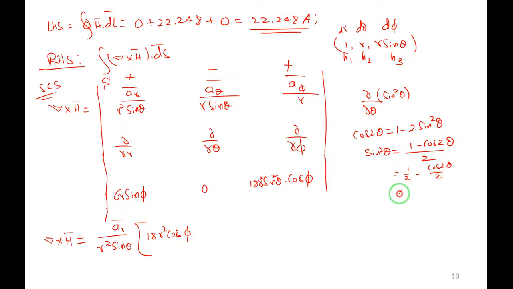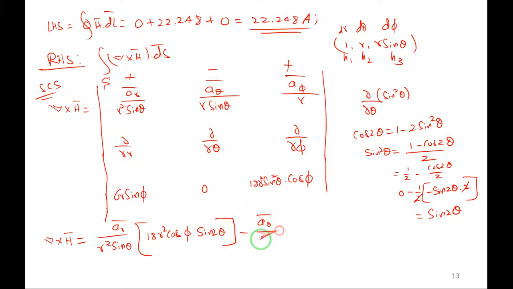With respect to theta, this will be 0. Then minus 1 by 2, differentiation of cos theta is minus sine 2 theta into 2. Is it correct? The 2s will get cancelled. So minus into minus plus, I will be getting sine 2 theta. Okay. So I will write sine 2 theta here. Thank you for helping. The next minus, I will take a theta by r sine theta.